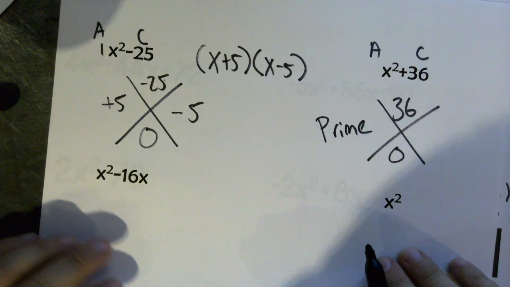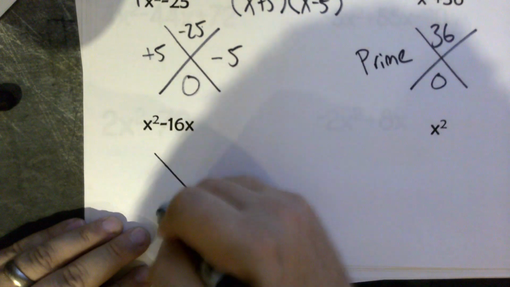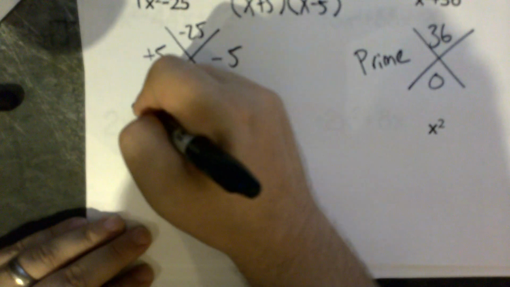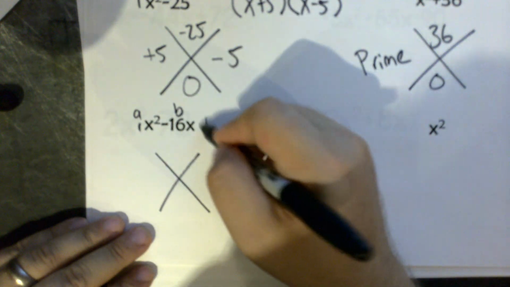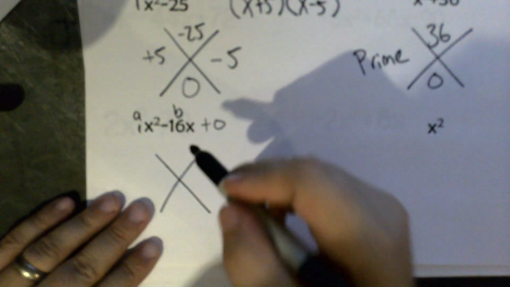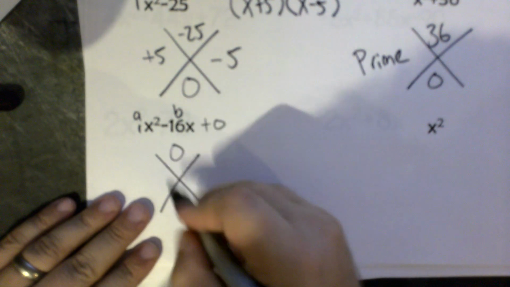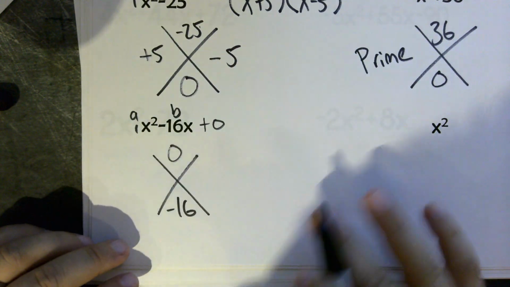You cannot factor it. Okay, let's do x squared minus 16x. So here there's no c. There's an a. There's a b. But there is no c. You can even put a plus 0 if that helps out. There is no c. So my c is 0. My b is negative 16. So how can I do this?